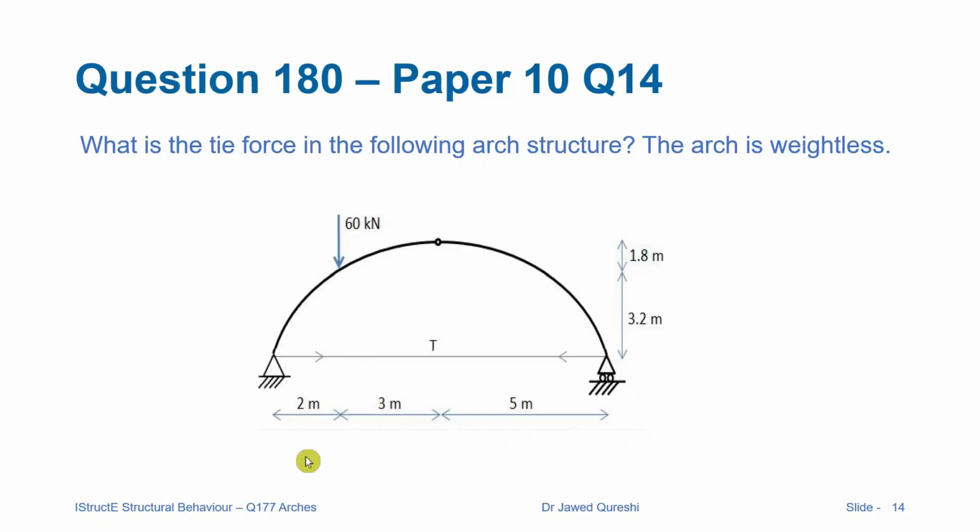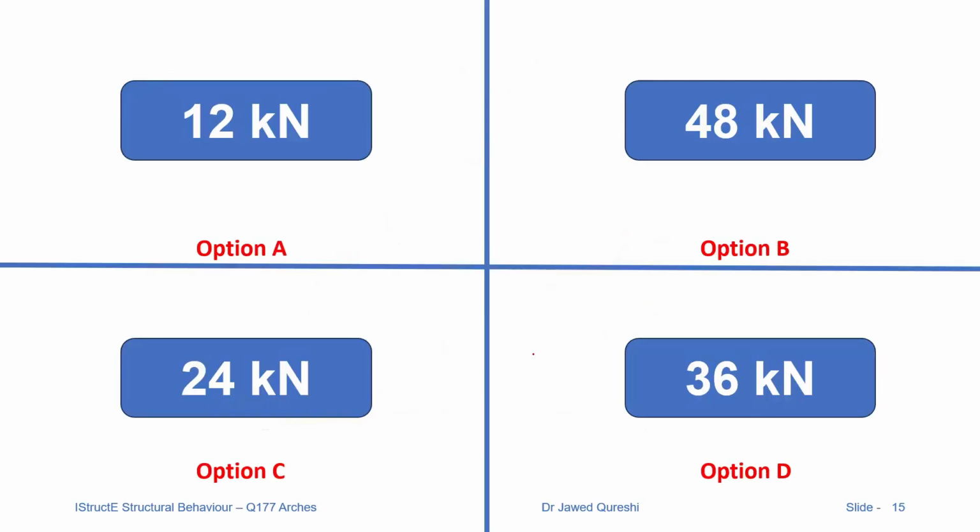In this question, we have to find out the tie force in the arch, and the arch is weightless. A key thing to note here is that whenever there is a tie between two supports of arch, horizontal reaction will be taken by tie. So let us see what options do we have. 12 kilonewton, 48 kilonewton, 24 kilonewton, and 36 kilonewton.